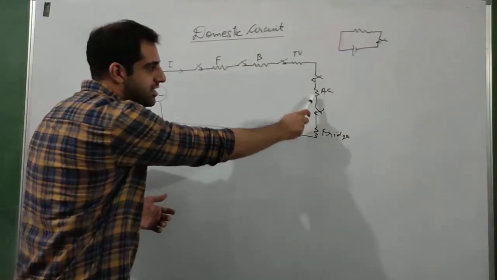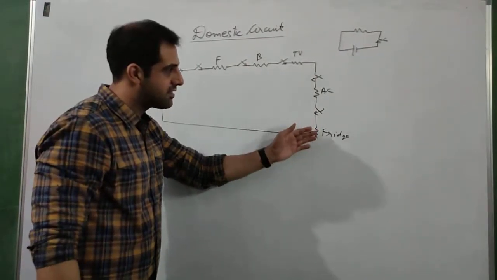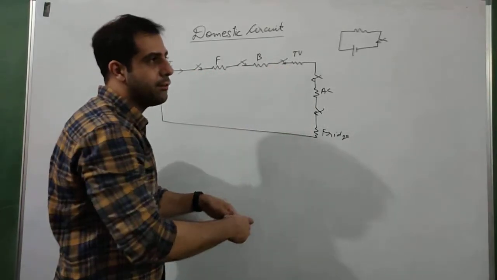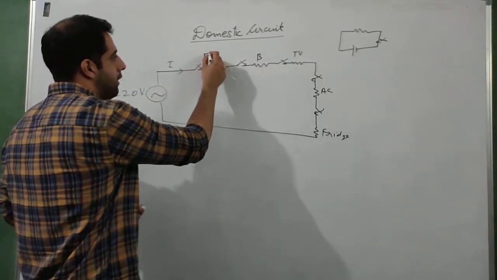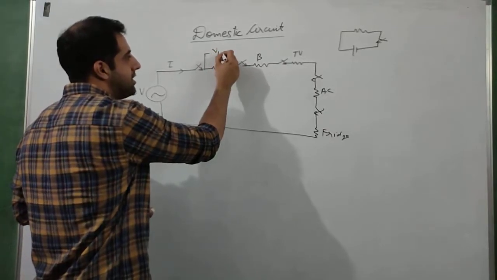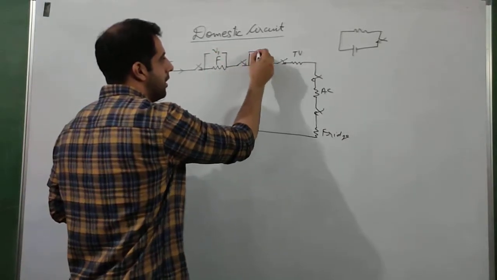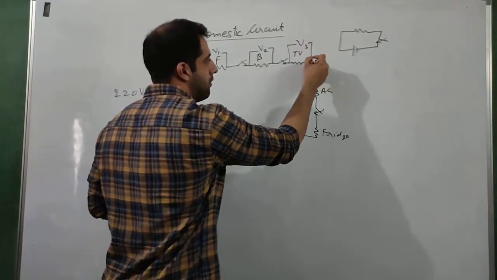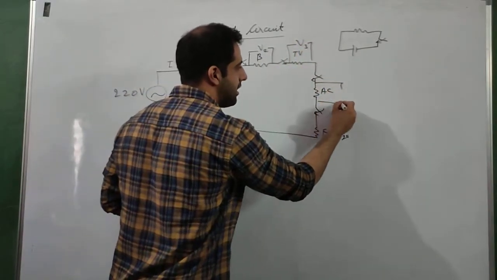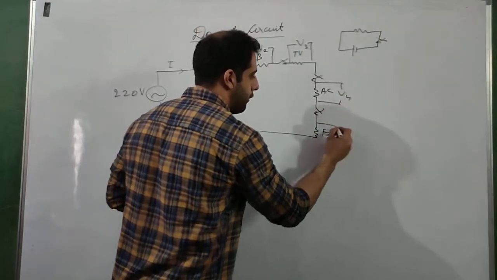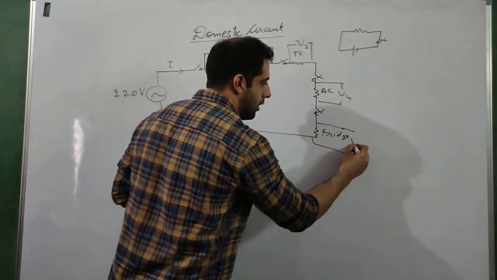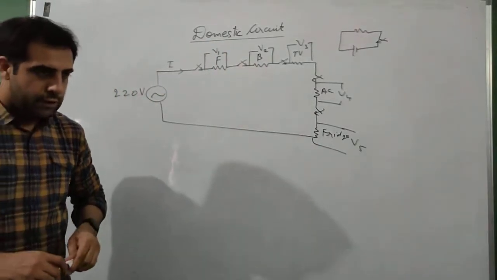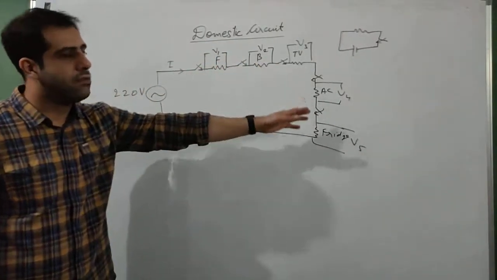But is every appliance getting 220 volt? No. According to the resistor, all the potential differences will be different. Fan will have a different potential difference V1, bulb will get a voltage V2, TV V3, AC will get a voltage of V4, fridge will get a voltage of V5. So every one of them is getting different potential differences, different values of voltage.